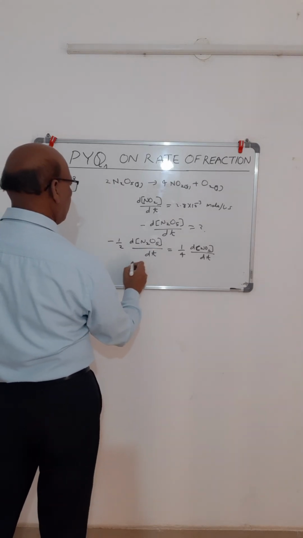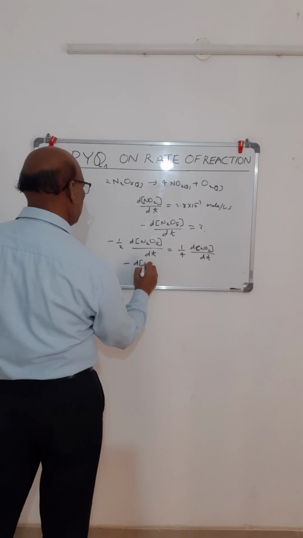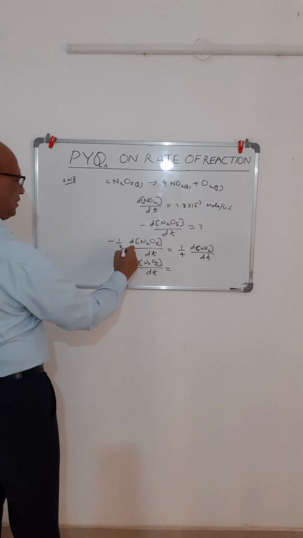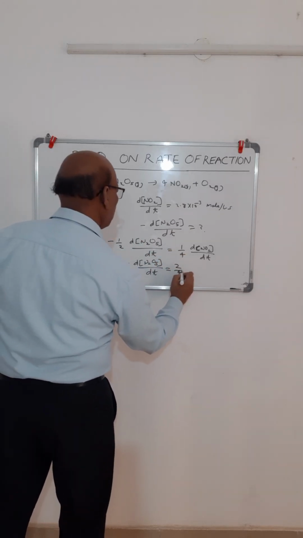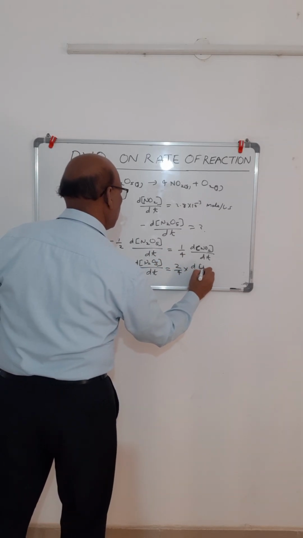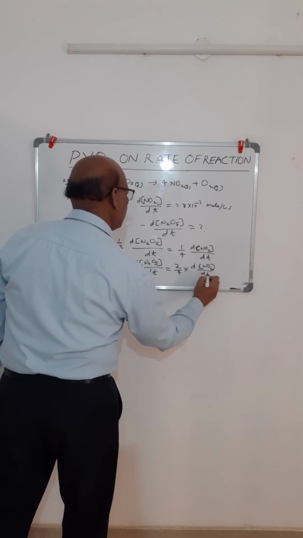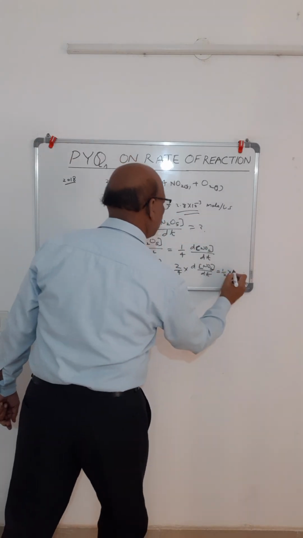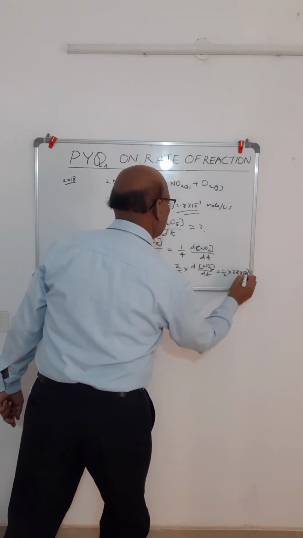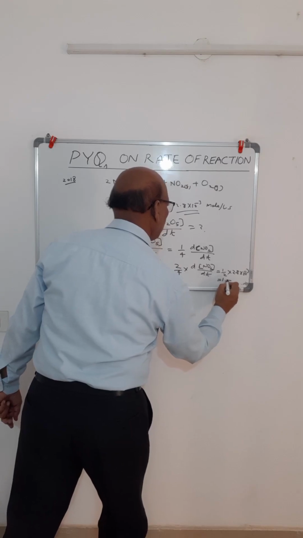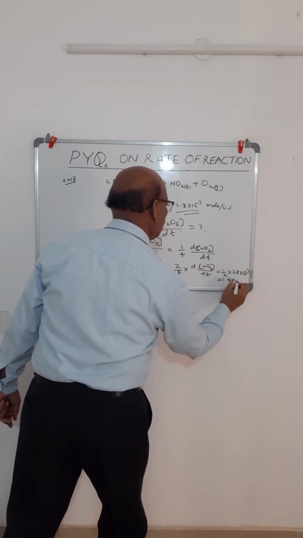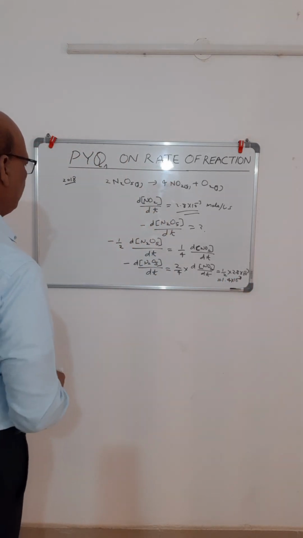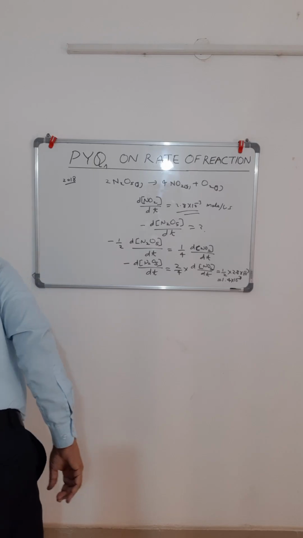So what we have to find out? Minus d[N2O5]/dt will be nothing but 2 by 4 into d[NO2]/dt, that is half of d[NO2]/dt, which is given to us as 2.8 × 10^-3. So the answer will be 1.4 × 10^-3 moles per liter per second. So this is the rate of disappearance of N2O5.